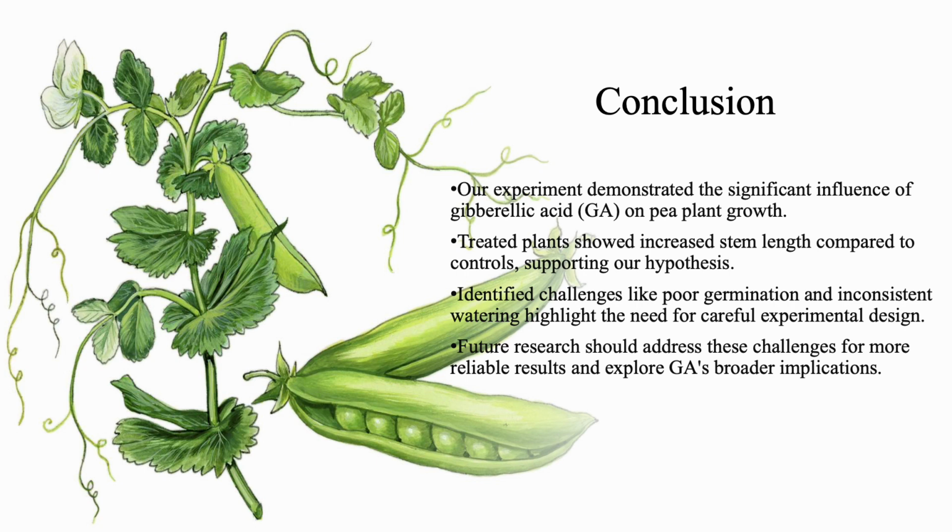To conclude, we would say that gibberellic acid played an important role in pea plant growth. The plants which were treated with the hormone showed increased stem length in comparison to our controls. Identified challenges were poor pea germination and inconsistent watering, which highlight the need for careful experimental design. Future research should address these challenges for more accurate results.